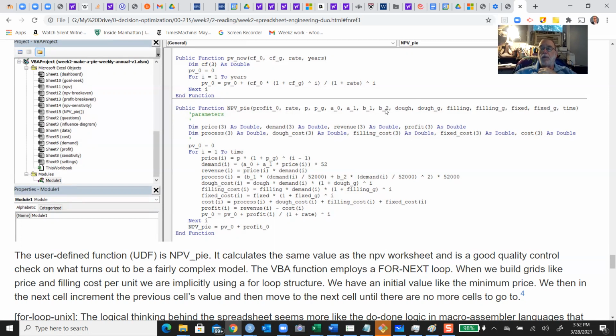Slope and quadratic shape parameters for cost. Dough, the initial $3.50 from above. Dough cost per unit. Dough cost per unit growth. Filling cost per unit. Filling cost per unit growth. Fixed cost, not per unit, but per year, would have to be calculated from this. I was using a weekly number here, and thus the 52. All of these dimensions have to be, and growth in it, and time. Time is 3 years. It's a 3-period model.